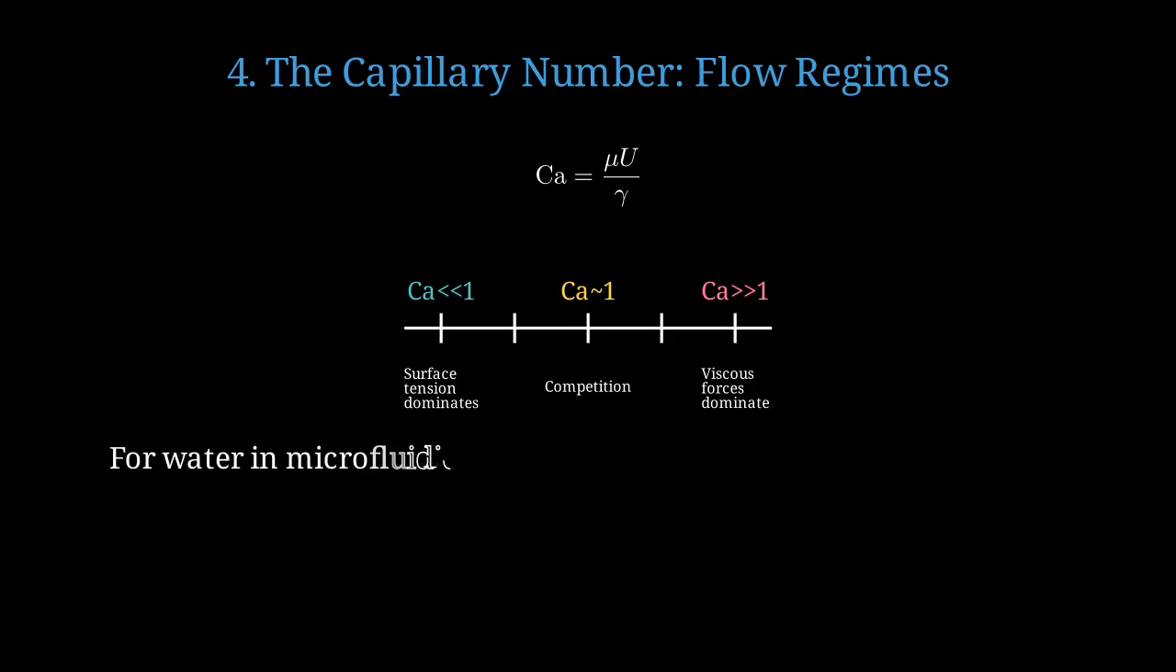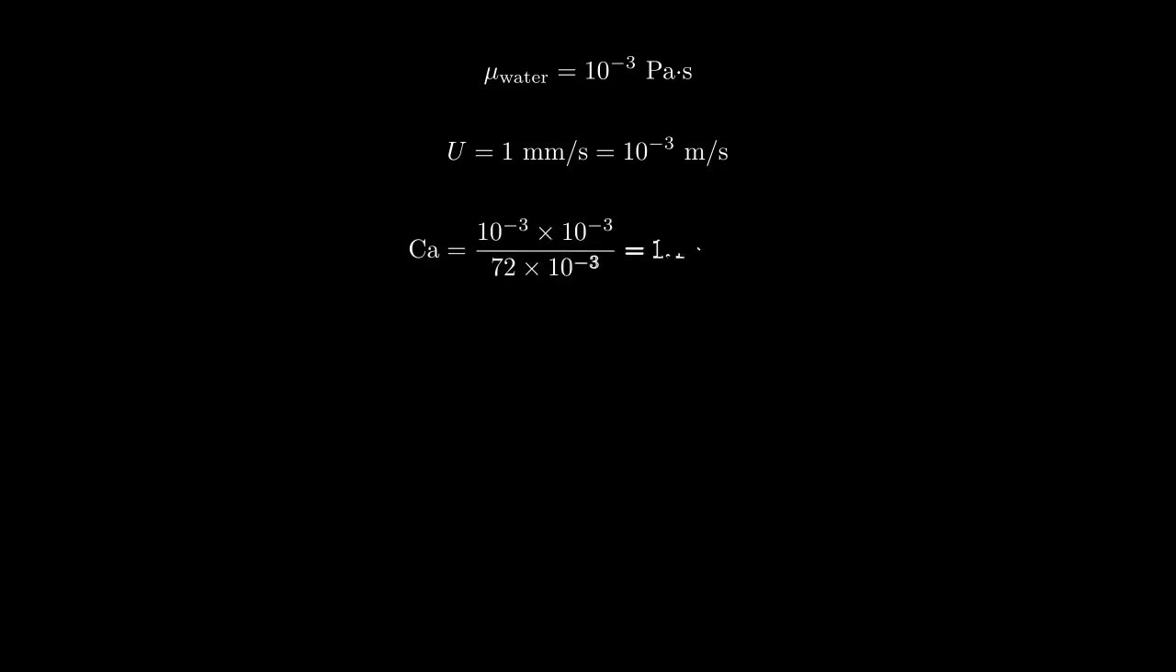Let's calculate typical capillary numbers for water in microfluidic systems. Water viscosity is 10 to the minus 3 pascal seconds. Typical velocity is 1 millimeter per second, or 10 to the minus 3 meters per second. Capillary number equals 1.4 times 10 to the minus 5, much less than 1, so surface tension dominates. Surface tension can spontaneously pull liquids into narrow channels without any external pump.